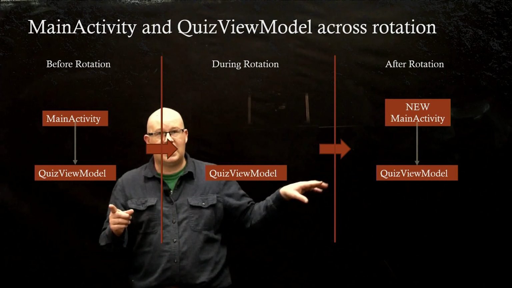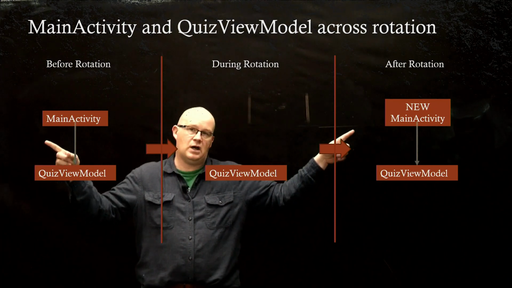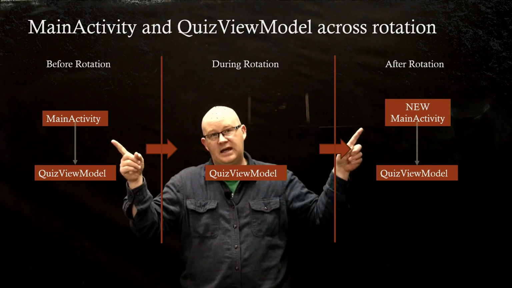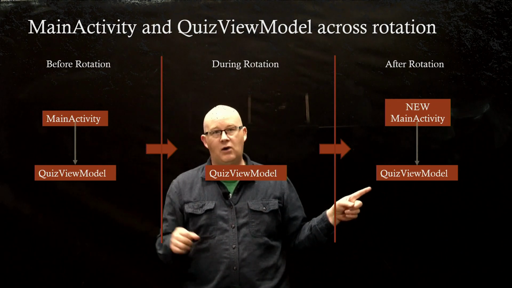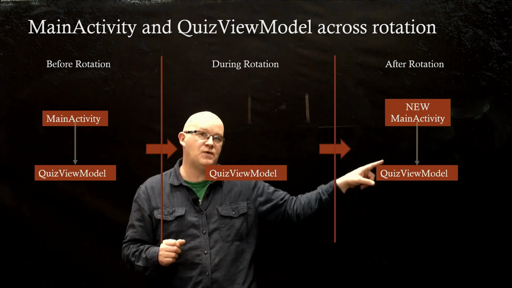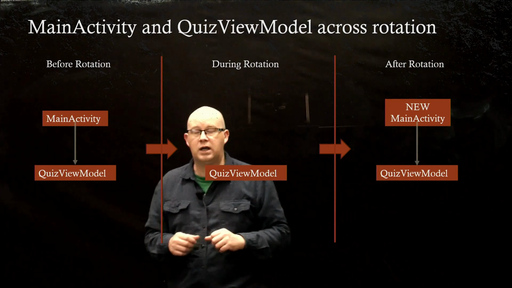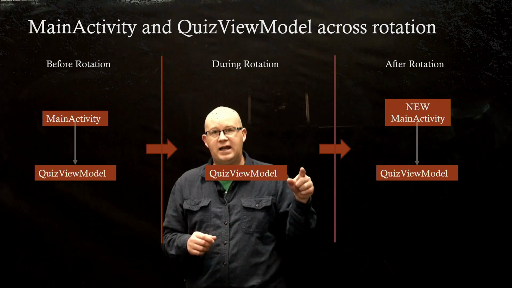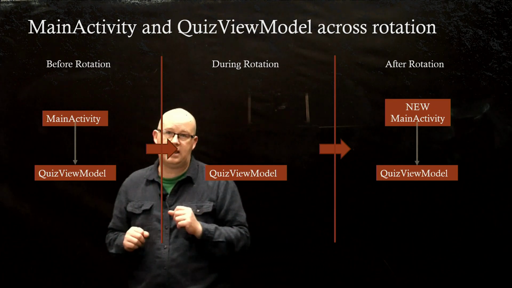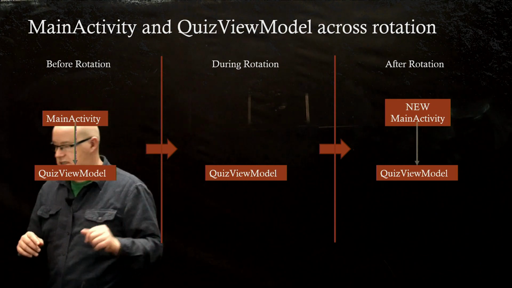So then when the rotation finishes, the main activity fires back up, but it's a new version of the main activity, and this is the old version of the QuizViewModel. So when I reference the QuizViewModel from the new activity, it's the same one. And this is how the data is going to persist across state changes, because QuizViewModel has the capability of not getting destroyed across that rotation state change.